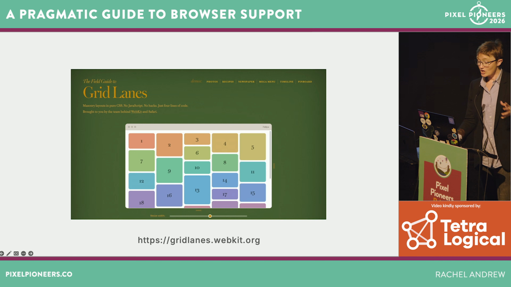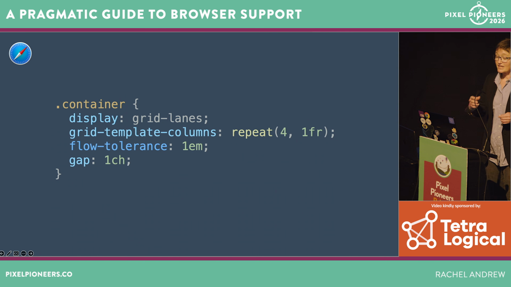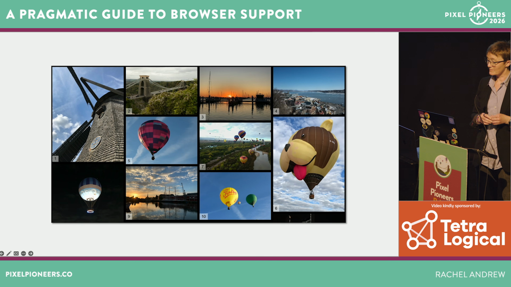So that's only at the moment in Safari. And very, very simple, in CSS, creating that masonry layout. And that CSS gives you something a bit like this. Now, in a browser that doesn't support grid lanes, this will fall back to block layout. So essentially, all of those images would just display one below the other, because that's what browsers do.